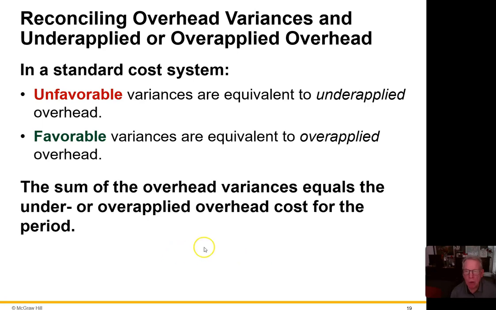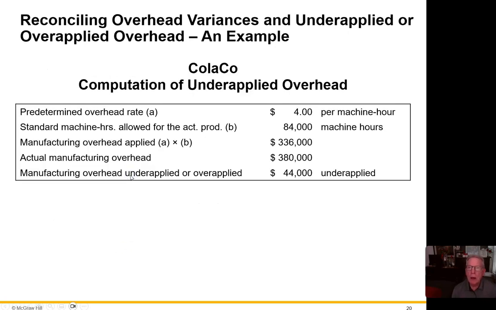And when we left off, we were looking at the sum of the overhead variances equaling the under or over applied overhead cost for the period. Okay, so as we finish this PowerPoint, now we're going to take a look at reconciling overhead variances and under-applied or over-applied overhead. And here's an example.